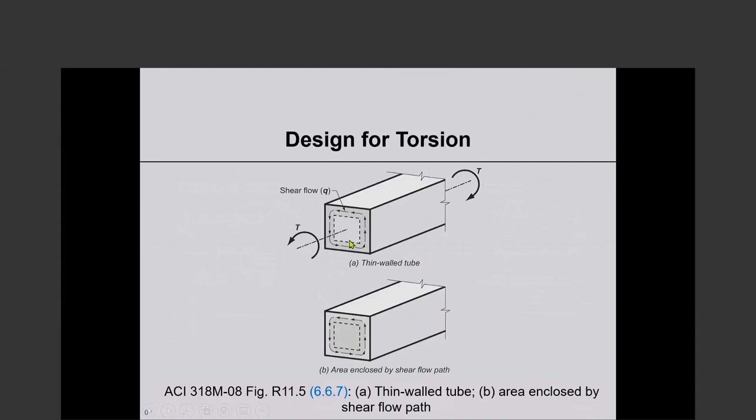And this is the figure. So shear flow, if this is the direction of torsion, then shear flow is as shown in the picture by the arrows.